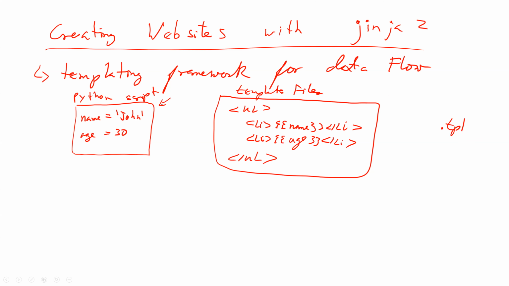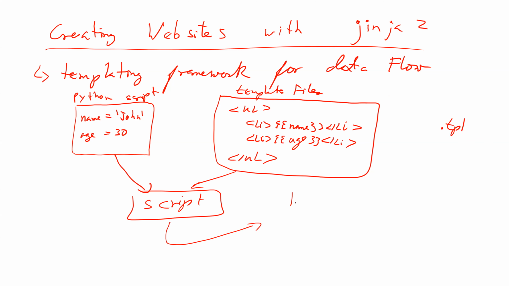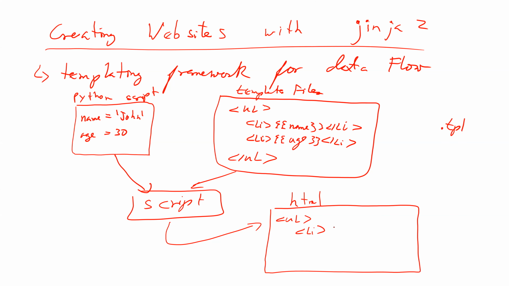And then this one is the data. And then the script will basically link these two, right? And as I said, all of this is done for you already. So at the end of the day, it's going to produce the HTML file, which, as you might imagine, will look like UL, LI, John, right? And then LI 30, and then UL. Do you see that? So that's really what's happening behind the scenes.